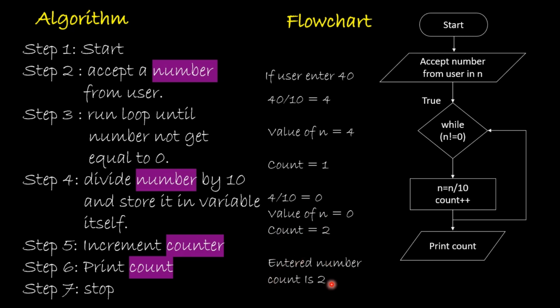So count of the user entered number is 2, right? User has entered 40. Now we have successfully found the count of a number entered by the user. Okay, and the program will stop. Now the output of our program, or the algorithm or the flowchart, will be 2.